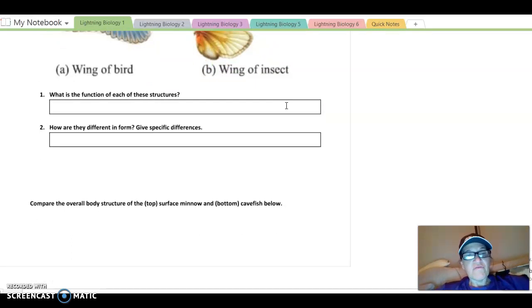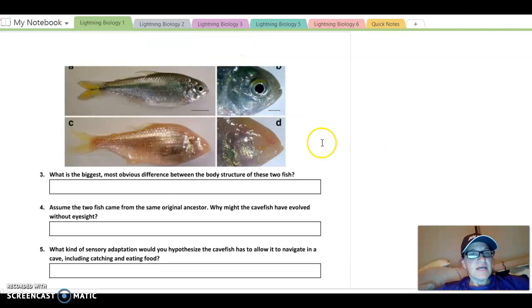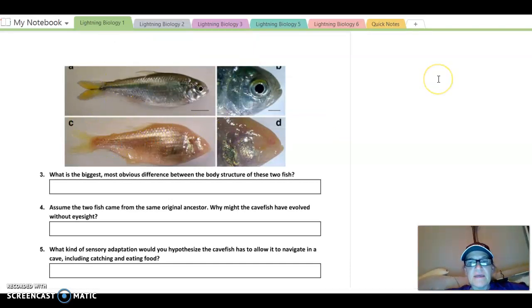Then you're going to compare the overall body structure, and we're going to look at a surface minnow and compare that surface minnow to a cavefish. And I have the image. The top one is the surface minnow, the bottom one is the cave. And if you notice on the cavefish, it does not have an eye. If you think about a cavefish living in a very dark area, maybe it no longer needed its eye. And so maybe without the eye, it actually had some form of an advantage.